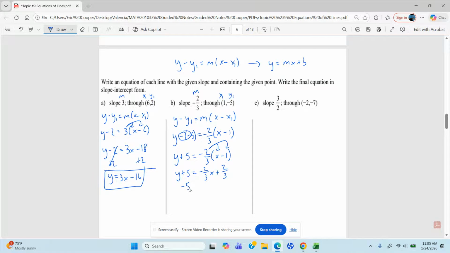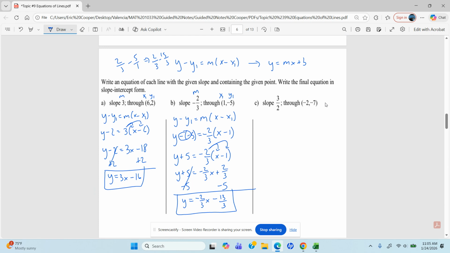I want to get y by itself, so I need to subtract 5 from both sides. Y equals negative 2/3 x. Now for here, I need to do 2/3 minus 5. So remember, when I subtract fractions, I need a common denominator. So I'll change 5 to 5 over 1. This will make it 2/3 minus 15/3. 15 over 3 becomes 5. 2 minus 15 gives me negative 13 over 3. So here is my equation written in slope-intercept form.